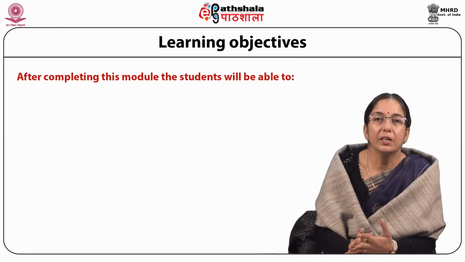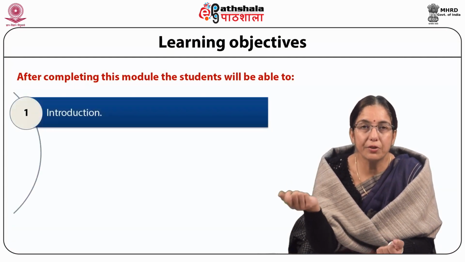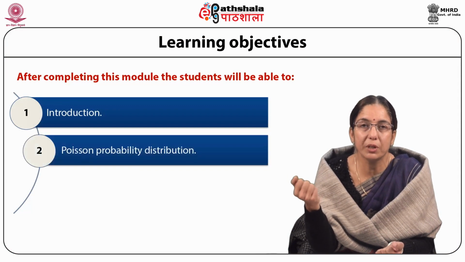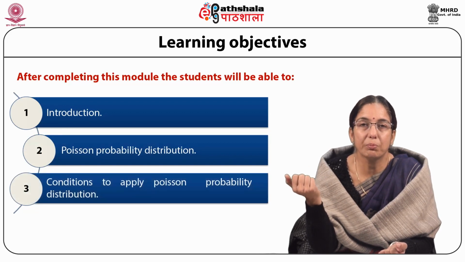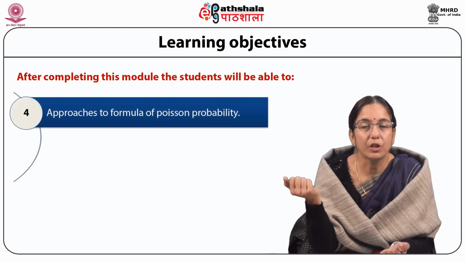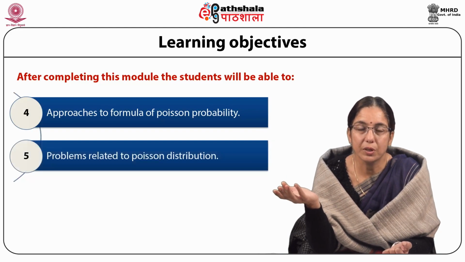Today we are going to talk on the module Discrete Probability Distribution and Poisson distribution under the paper Quantitative Techniques for Management Decisions. After completing this module, you should be able to understand the introduction, what the Poisson probability distribution is, the different conditions, how to apply the Poisson probability distribution, then different approaches to the formula for Poisson probability. Then problems are also discussed.